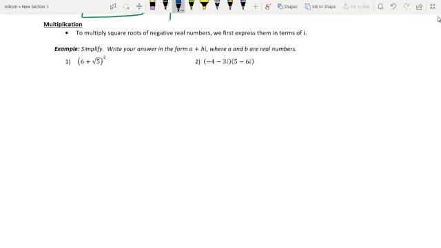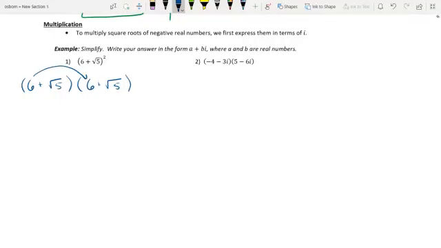All right, so the instructions say simplify, write your answer in a plus bi form, where a and b are real numbers. Looking at the first one, I have 6 plus the square root of 5, and I'm squaring that quantity. You need to be very careful here. This is where a lot of people make a mistake. What I always recommend doing is writing it out. So I've got 6 plus the square root of 5. Now if it's squared, that means it's being multiplied by 6 plus the square root of 5. So go ahead and FOIL that out.